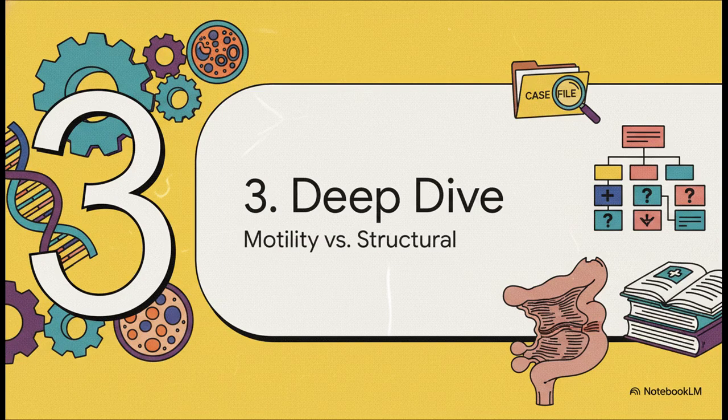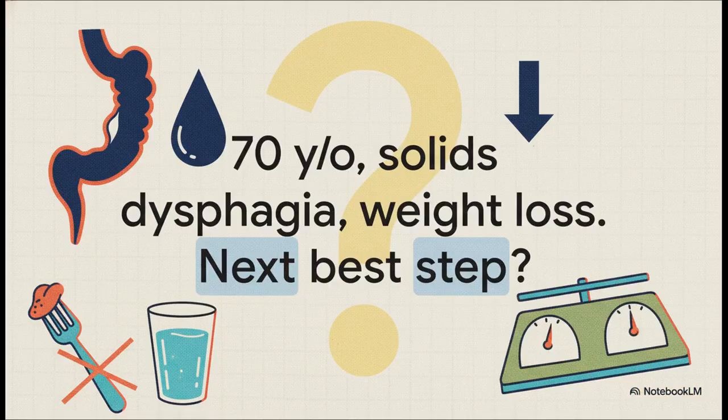Now let's dive deep into a case study. So here's the file. We've got a 70-year-old man. He's having trouble swallowing solids, but liquids are fine. And he's dropped 15 pounds in just 2 months. The intern on the case suggests a barium swallow, probably looking for that classic bird's beak sign. But tell me, is that really the best next step here?